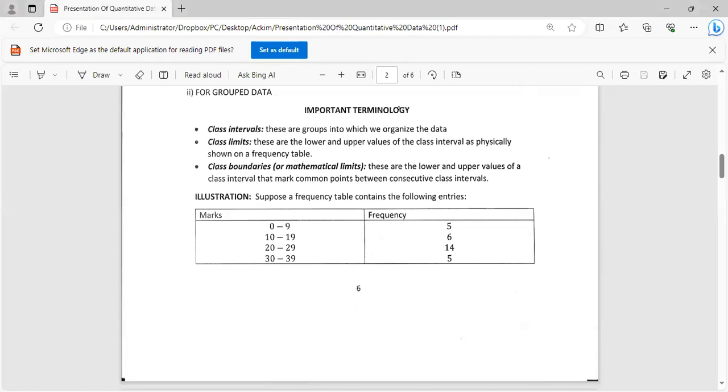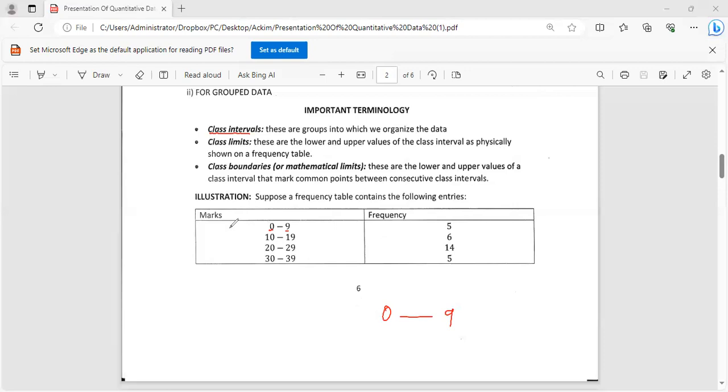So we'll start with these terminologies that we will look at. There is what is known as class interval. These are groups into which we organize the data. Like from 0 to 9, that is what we call a class interval. The interval is just from 0 to 9, so that is an interval. That is what we are saying.